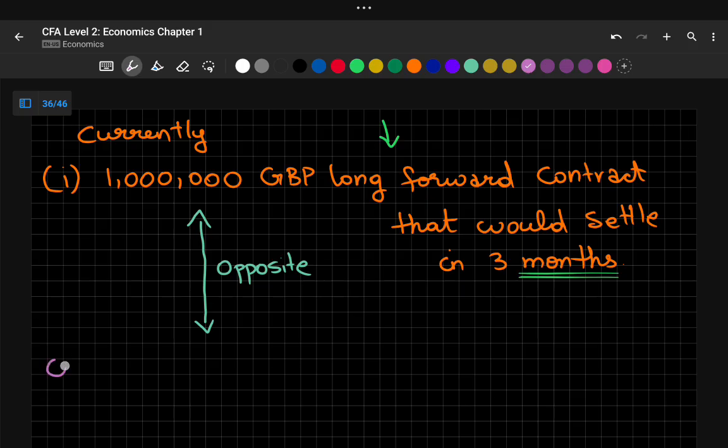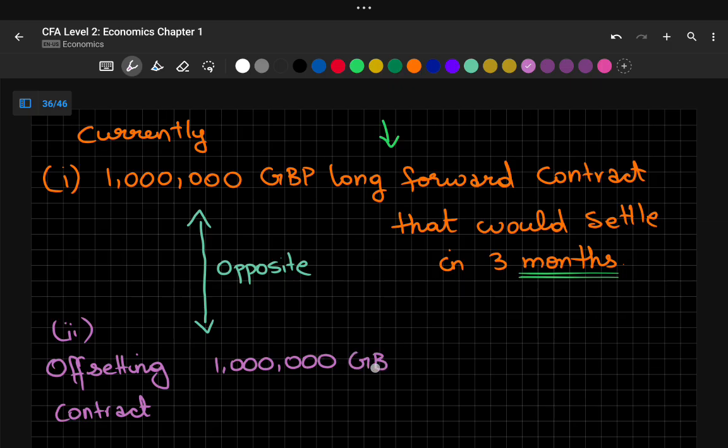Offsetting position, offsetting contract would be equal to 1 million GBP. Ria holds a long forward contract, hence the offsetting contract would be a 1 million GBP short forward contract. That is, Ria would be selling 1 million GBP to close the position.